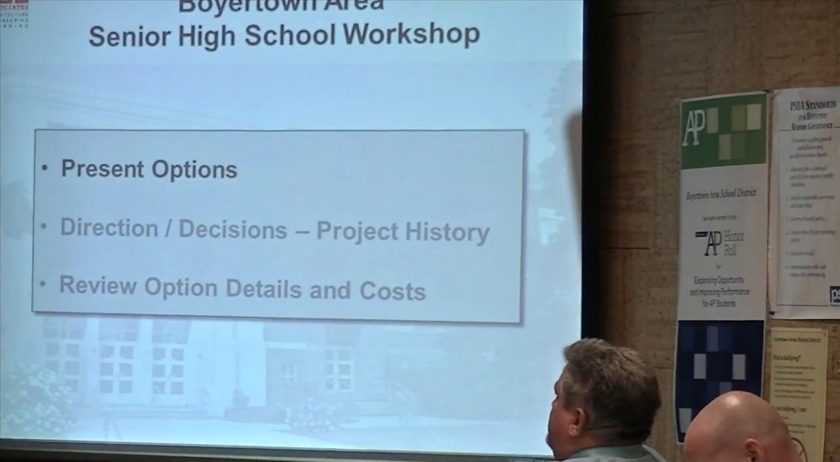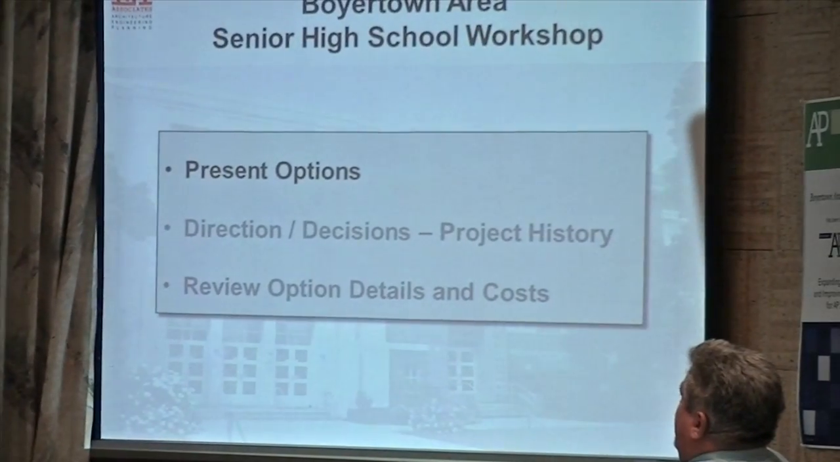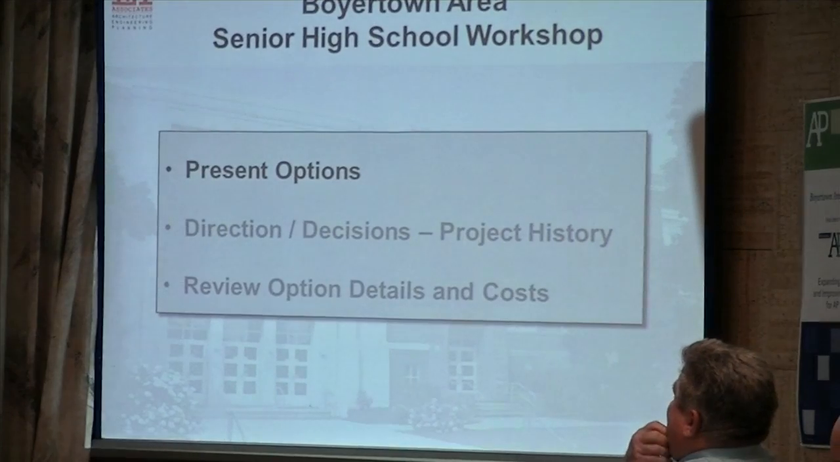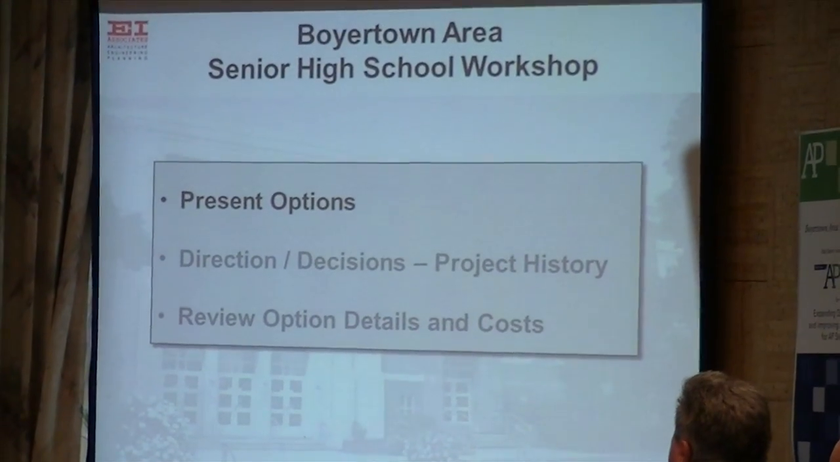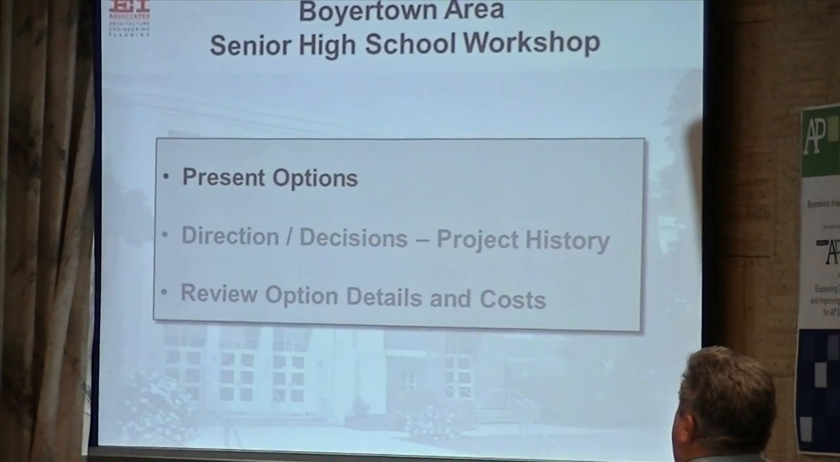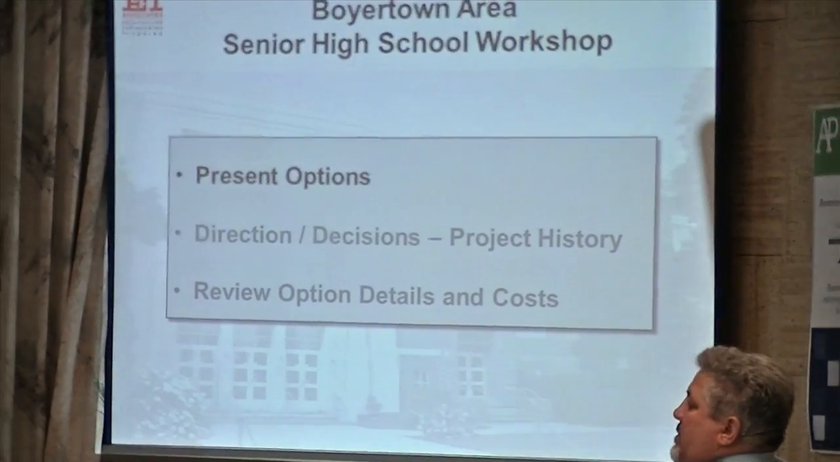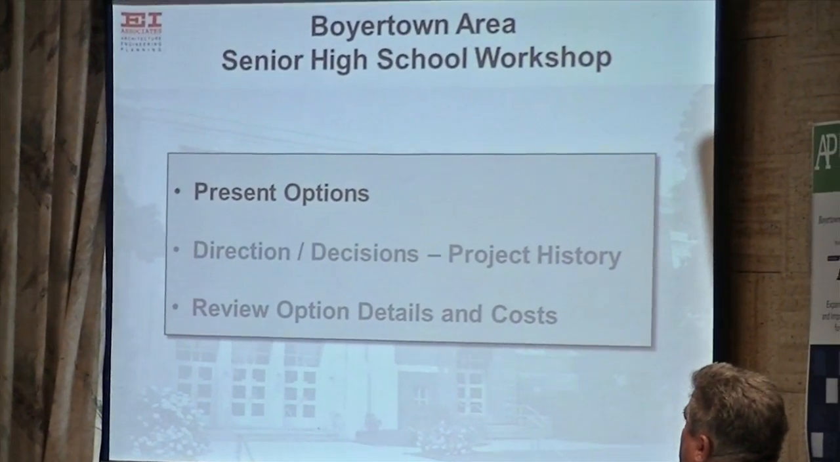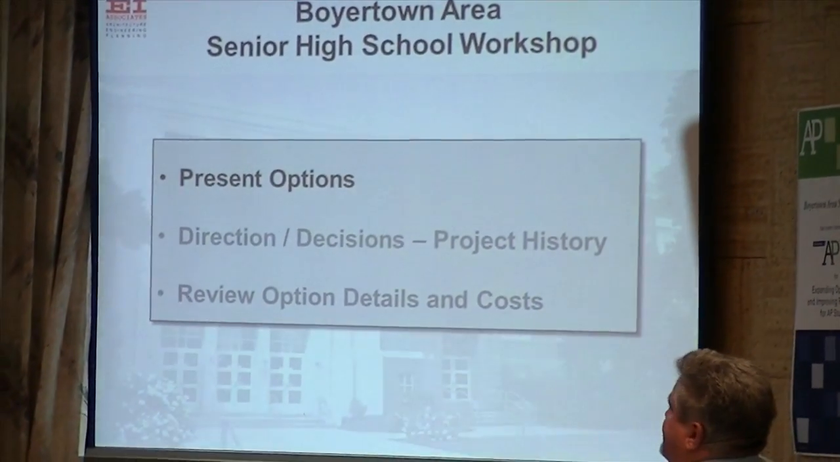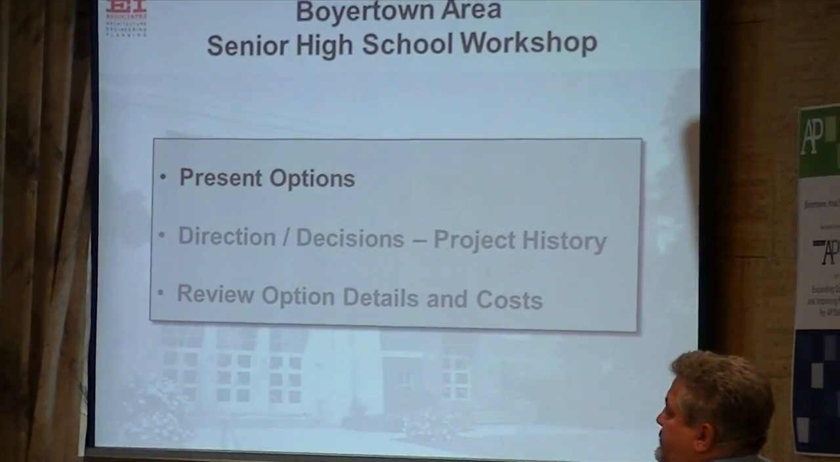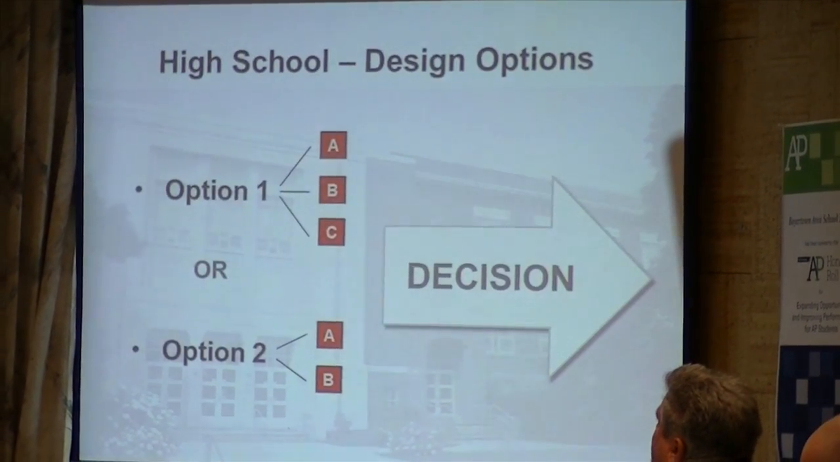We're going to review some of the direction and decisions that were made through the project history, and then we're going to review the option details and costs for different scenarios, if we want to call it the three-story building or the original high school, Boyertown High School, and how that can be incorporated into the project and what the impact of that would be to the project.